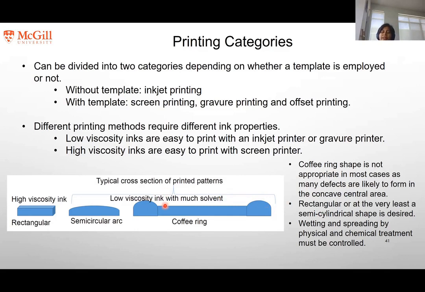This coffee ring effect can be very detrimental for devices. This is an unwanted effect. You don't want it. This is not really desirable. What you at least want is a semicircular arc, something like that. This is very difficult to get with a low viscosity process, but this is what you want. And in order to get that, you have to do some surface treatment of your substrate before you deposit the ink.